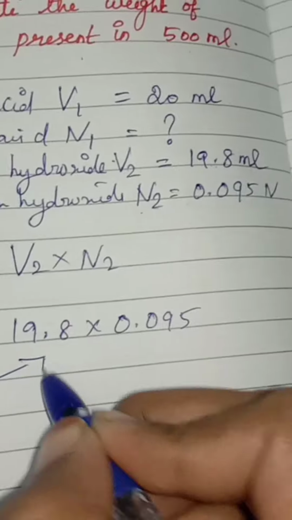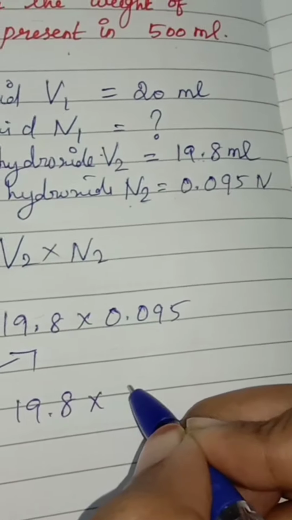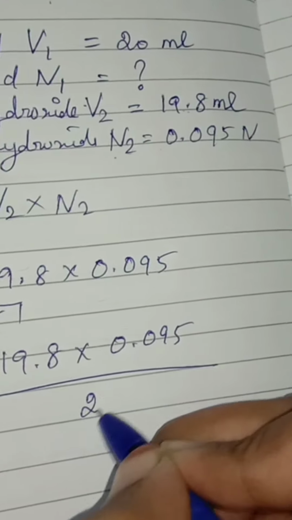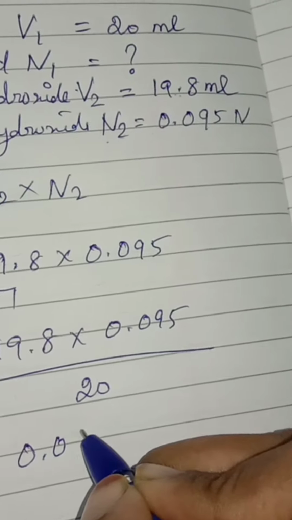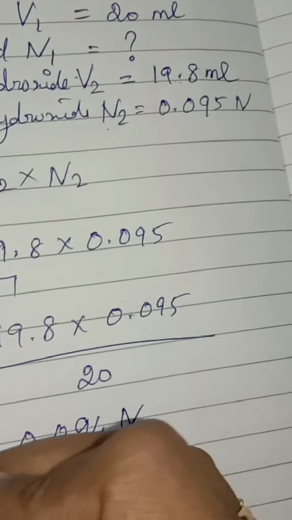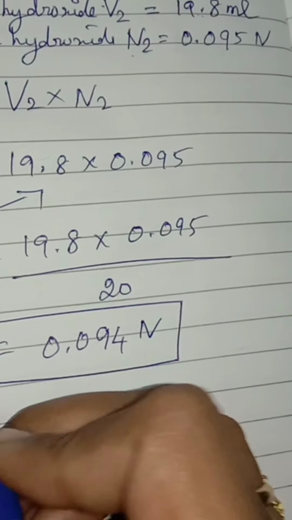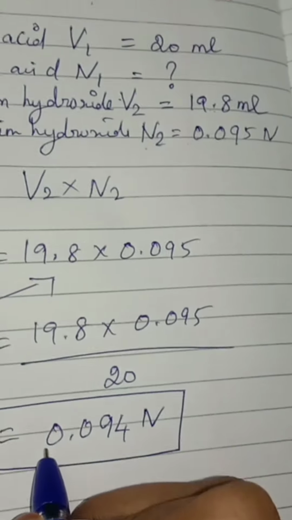So this 20 will move here. N1 is equal to 19.8 into 0.095 divided by 20. So what is the answer we got here? 0.094, and this is the normality of the first solution. What is the first solution? Oxalic acid. We have already found its normality.